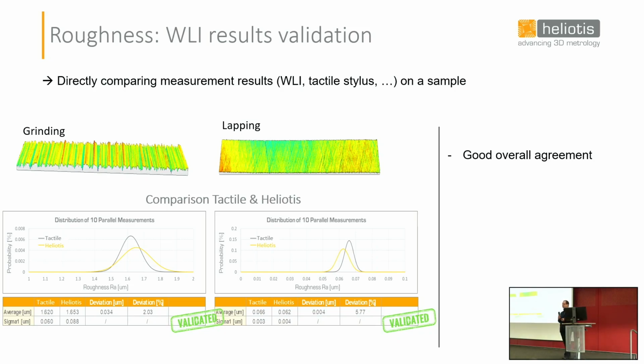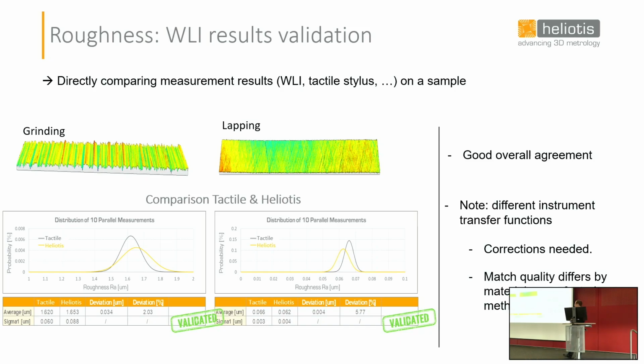And that's pretty obvious. It's the physical reality that you look at a material through the eyes of the transfer function of your device. And that's different for tactile and for areal. So you should never expect a complete match. And you have to consider that this transfer function depends on many things, among others, material properties, manufacturing methods. So you might get different matches. Just look at that. On the left-hand side, the Heliotis measurement is a bit above, while on the other side it's a bit below the tactile result. And that has to do also with the surface machining method.